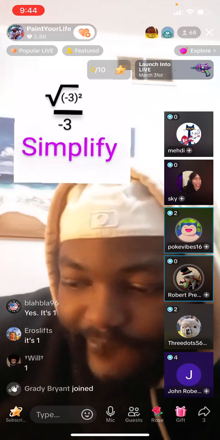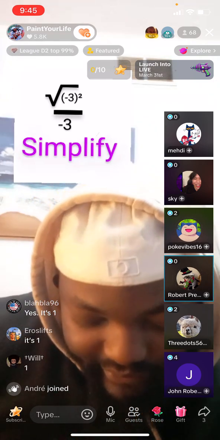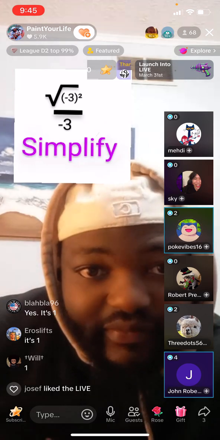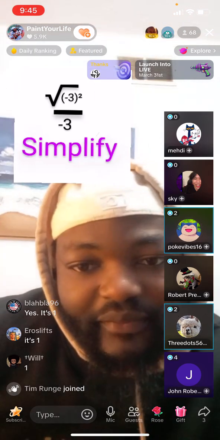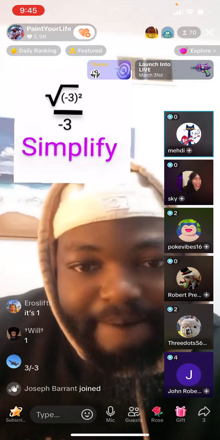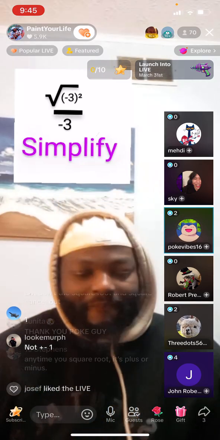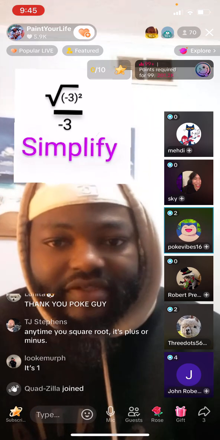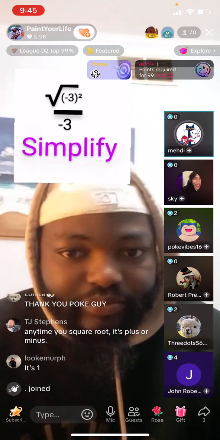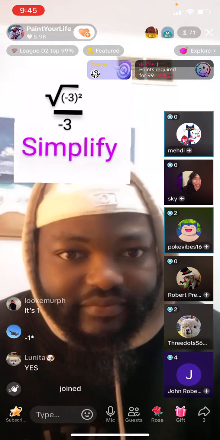Wait, how can the negative square root of 9 be -3? Because -3 times -3 is 9. It's both -1 and 1. Yes. Exactly. It is not. Absolutely it is. It's not. You take a 100% plus or minus 1.